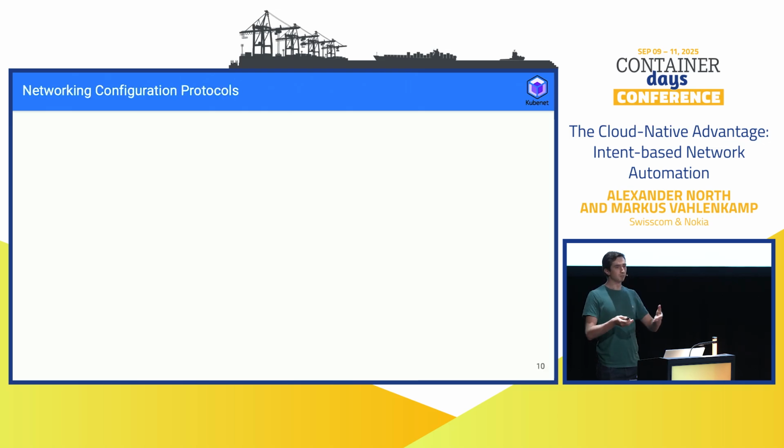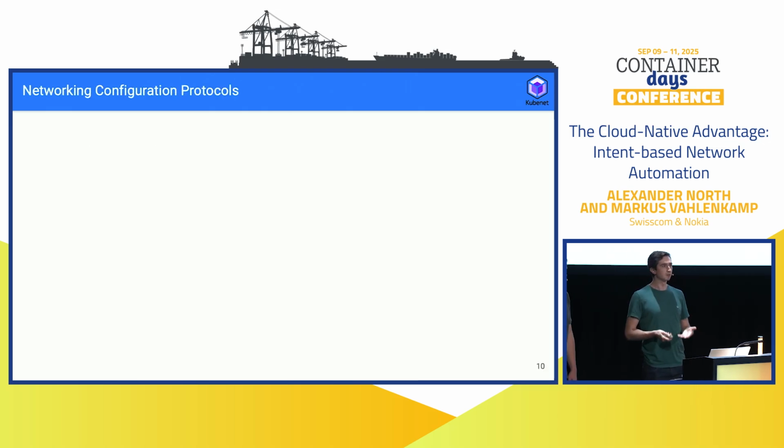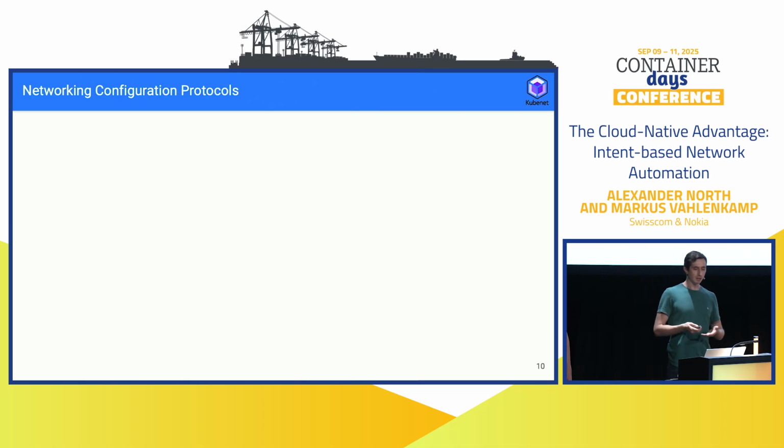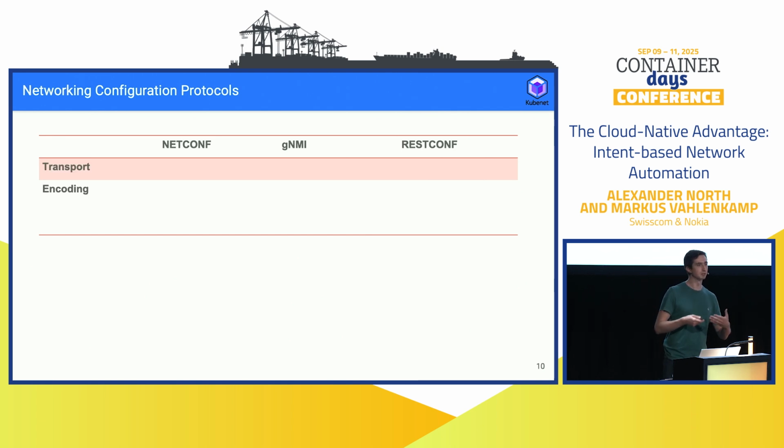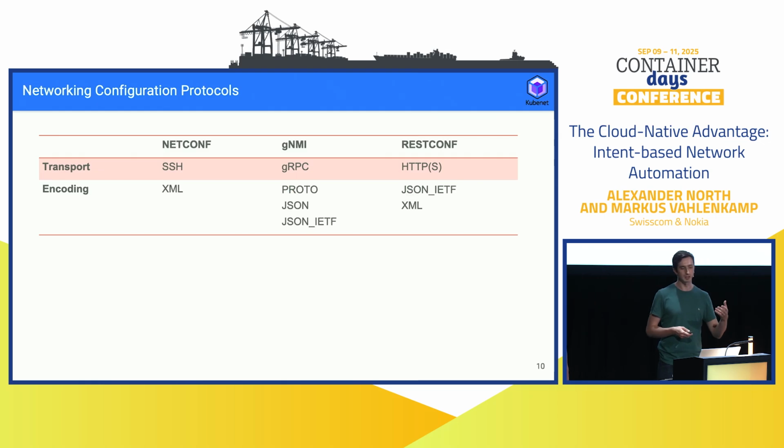So we have some way of addressing this problem, but what is our problem domain? Well, here we're talking about networking configuration protocols. There are three widely used protocols: NETCONF, gNMI, and RESTCONF. They all have various approaches to transport and encoding. For example, NETCONF uses SSH and gNMI uses gRPC for transport, and NETCONF uses XML, and gNMI uses Proto or JSON to pass the configuration around.